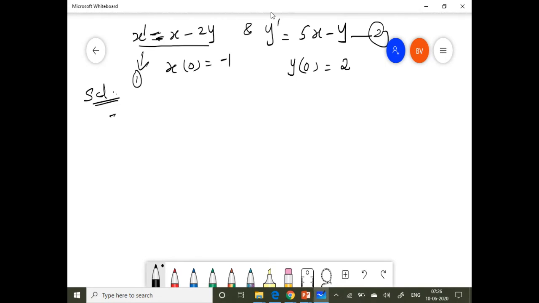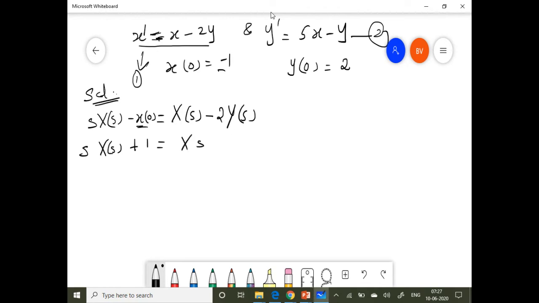Laplace transform of first derivative: s times capital X of s is equal to capital X of s minus 2 times y of s. Here, I just missed one term. The left hand side should have been s times x of s minus small x of 0. And x of 0 has been given -1. With the negative sign, it will be s times capital X of s plus 1. And on the right side, x of s minus 2 times y of s.